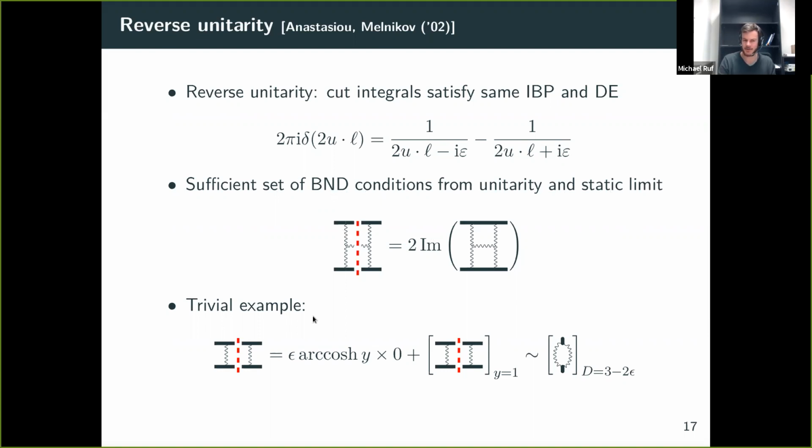And to get back to the example we had before, a trivial example is this box, and here was the bubble. Since the bubble doesn't have a 2-particle matter cut, it's just 0 on this cut. So actually this integral is constant, and it's very simple to compute this boundary value.